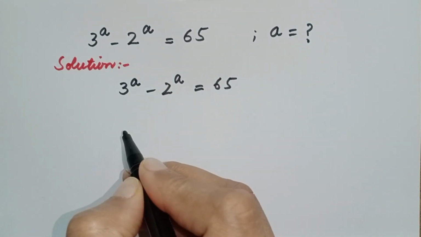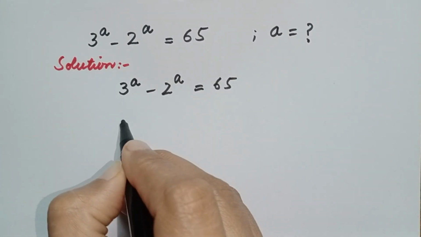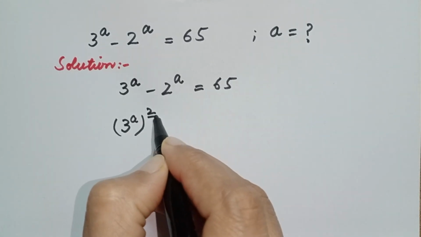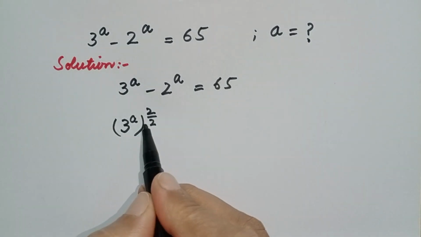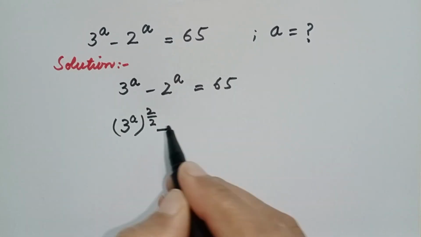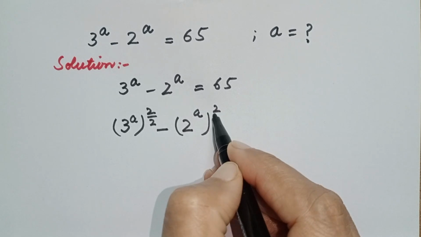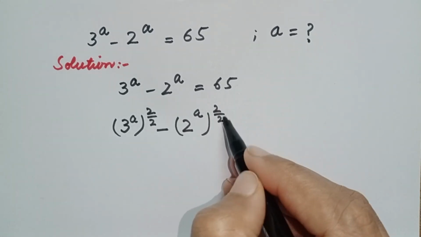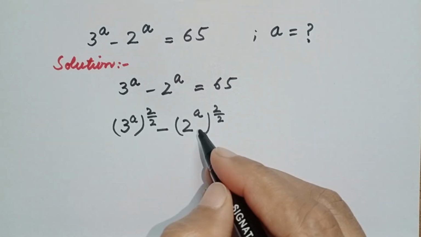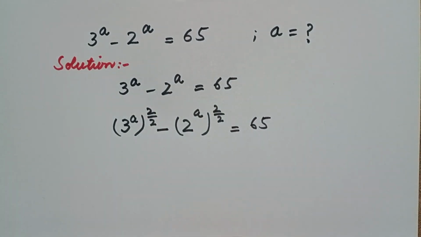So in the next step, we can write 3 to the power a minus 2 to the power a in this form. 3 to the power a, we can write as 2a over 2. The 2 will cancel out with 2 and we will be left with 1, so it will create no difference. So the value is the same. Similarly, we can write 2 to the power 2a over 2. The 2 will cancel out with 2 and we will be left with 1, and the value is the same. So it will create no difference. We can write in this form is equal to 65.